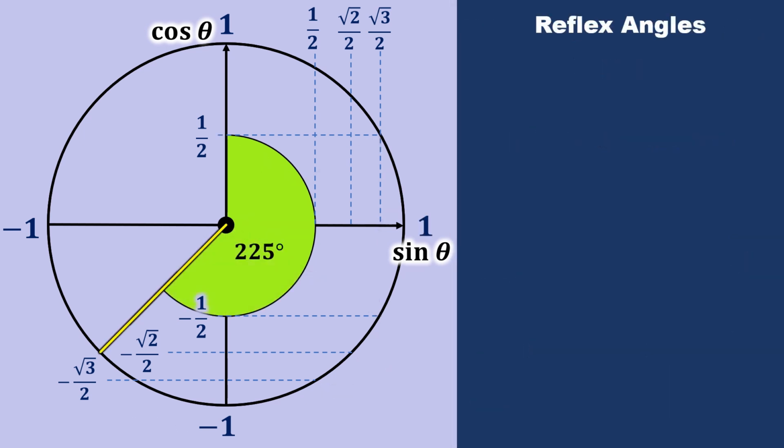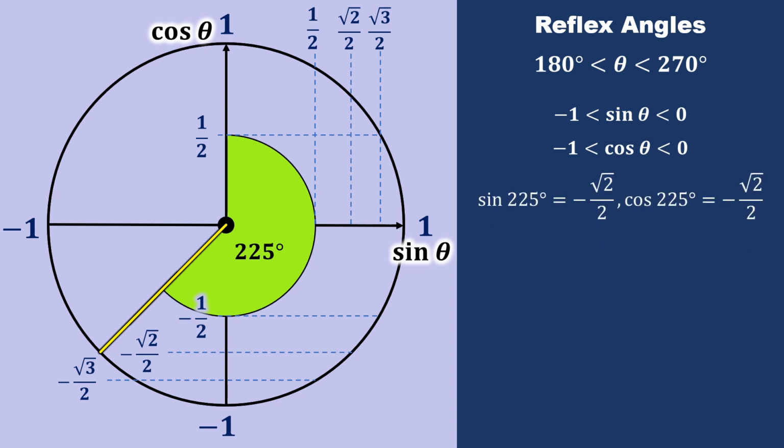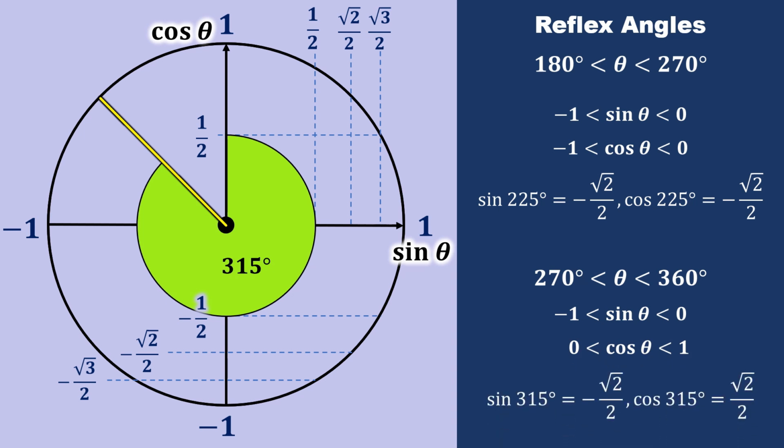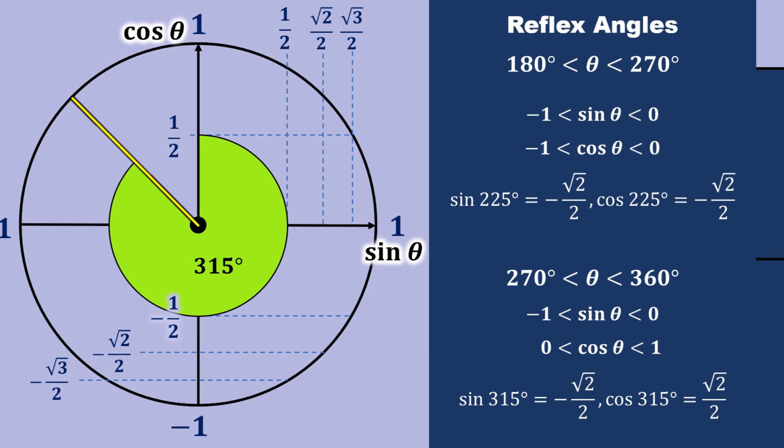If the angle is between 180 and 270 degrees, then both the sine and cosine would be negative, just like in the case of 225 degrees. Finally, if the angle is between 270 and 360 degrees, then the sine would still be negative, while the cosine would be positive, just like in the case of 315 degrees.